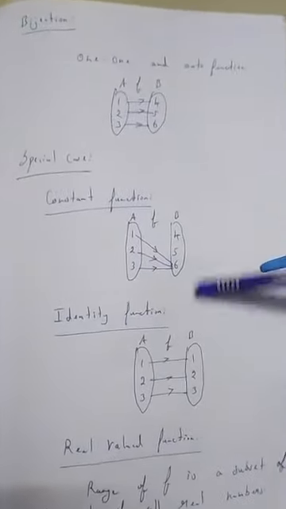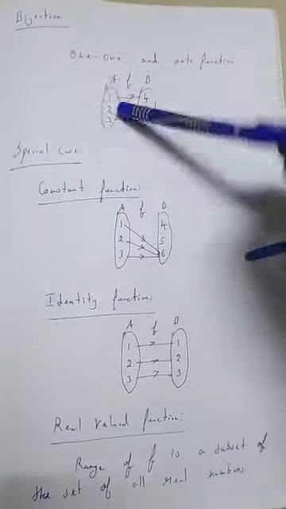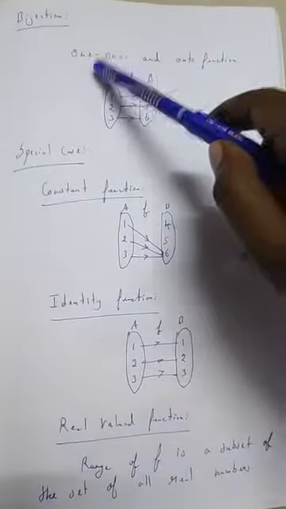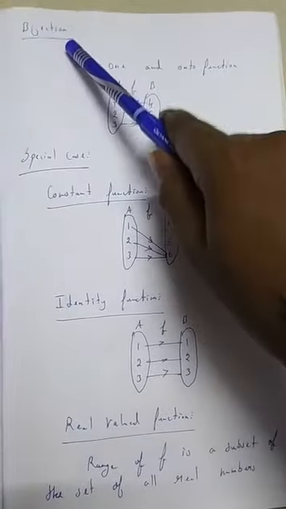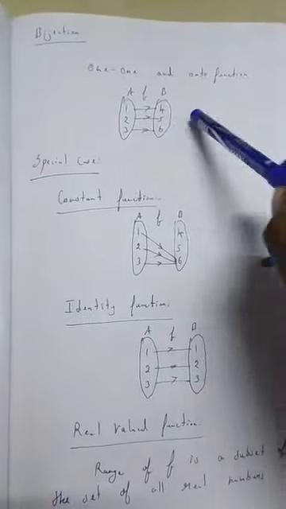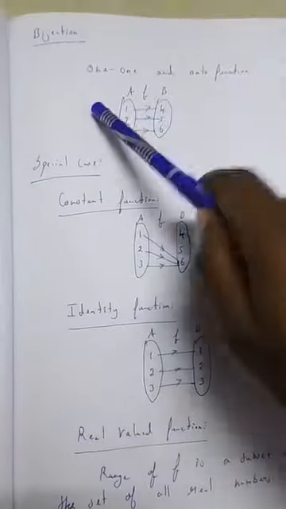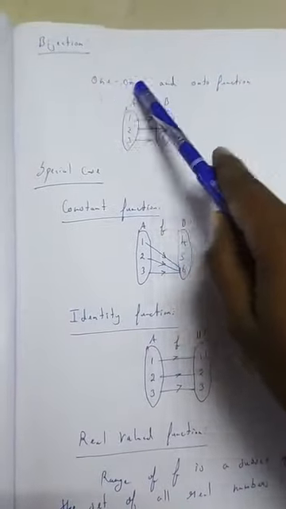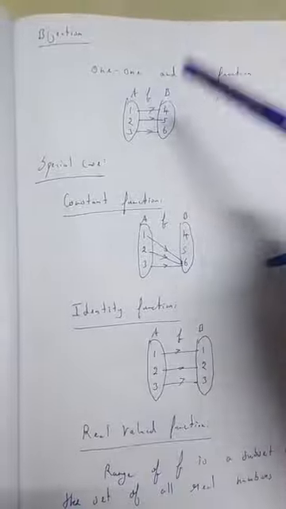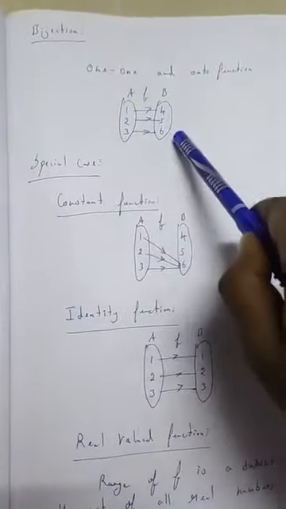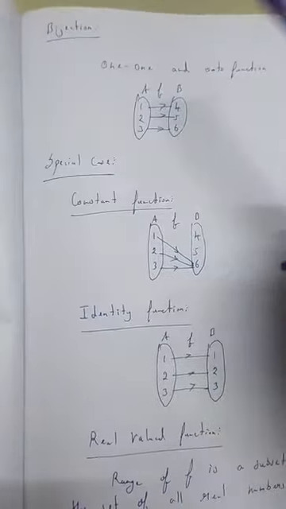And we have some special cases. Before that, bijection. If the function is both one-to-one and onto, then the function is said to be bijection. This is the example for both one-to-one and onto function. What do you mean by one-to-one function? First, we will check whether it is a function or not. 1 has an image, 2 has an image, 3 has an image. 1 has only one image, 2 has only one image, 3 has only one image. Therefore, it is a function.